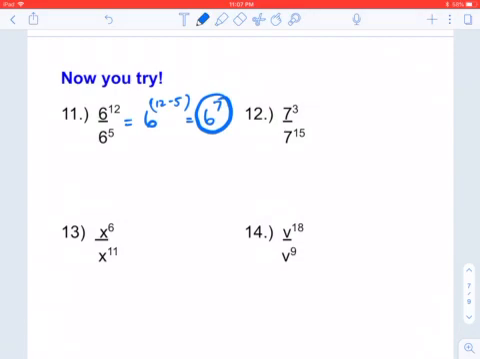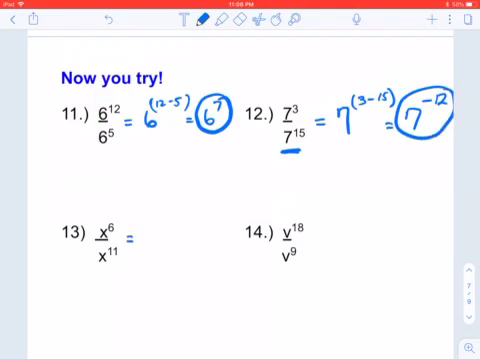Okay, number 12, we have 7 to the 3rd over 7 to the 15th. Where do you have more powers of 7, the top or the bottom? Oh, they're more in the denominator. So this normally would come out as a fraction because we'd have leftover powers in the denominator. That lets us know this is one where we're going to end up with a negative exponent, which becomes obvious once we subtract those exponents in order. So 7 to the 3 minus 15 gives us 7 to the negative 12 power.